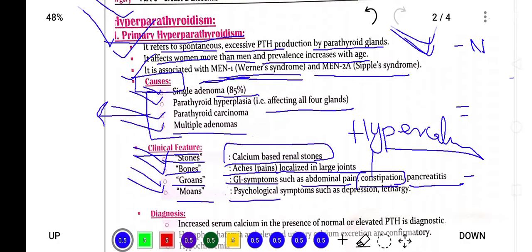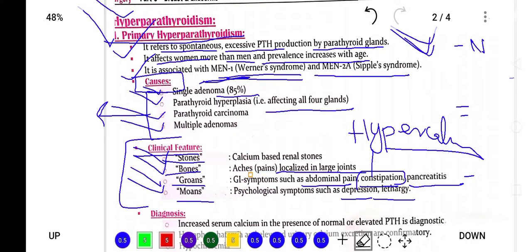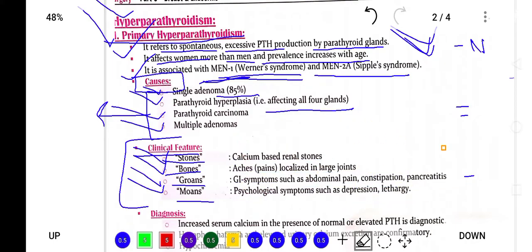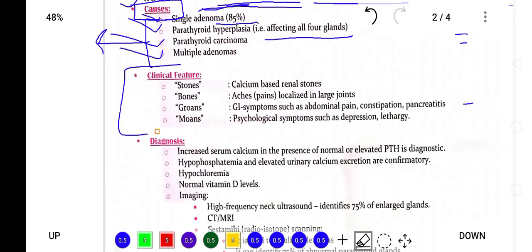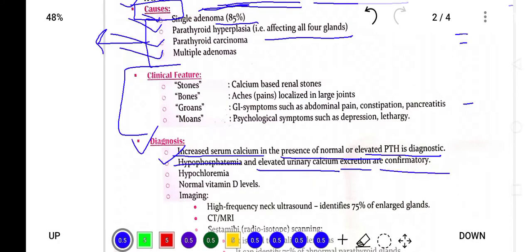Moans include psychological symptoms, which are also associated with the calcium level, such as depression and lethargy. The patient will become lethargic. So these clinical features are enough to suspect hyperparathyroidism, and once the diagnosis is made, the patient is treated accordingly. Diagnosis is by increased serum calcium level and the presence of normal or elevated parathyroid hormone, which is the diagnostic feature. Hypophosphatemia and elevated urinary calcium excretion are confirmatory.